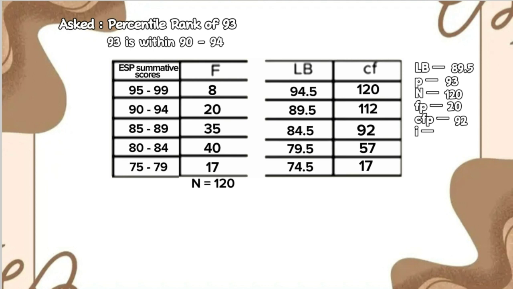Last is the interval. Since 93 is within 90 to 94, just count from 90 until 94, and all in all it is 5, so our I, or the interval, is 5. We are done filling up our needed variables. There's a formula below that will serve as our guide in solving the problem.